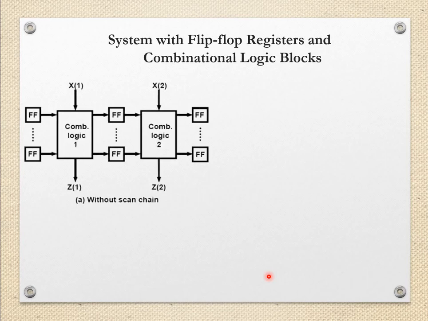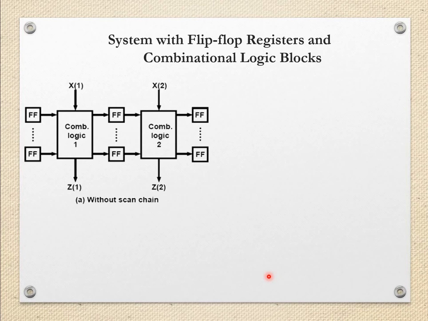this is the diagram which includes some combinational logic with flip-flops, and in this logic we can see the separate flip-flops are there. For the first combinational logic block 1, we have the input x of 1 and output is z of 1, and there are so many flip-flops on the input side as well as on the output side. Then we have another block, that is combinational logic 2. The input is x of 2 and output is z of 2, and in between we have so many flip-flops. Now all these flip-flops are separate ones.